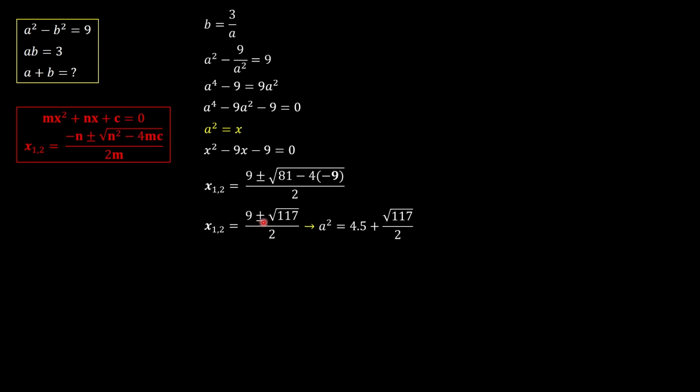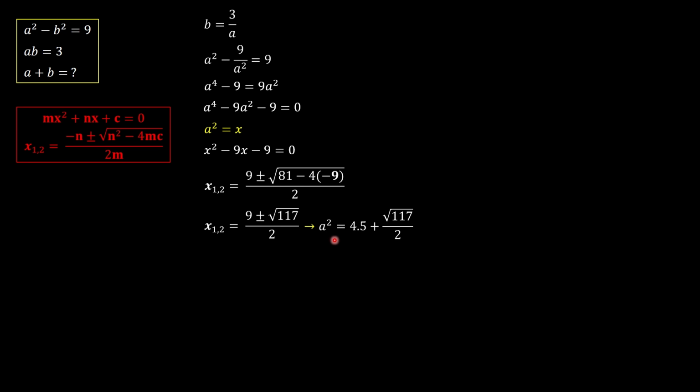However, if we use minus, this right term will be negative because this term is around 5.4. So 4.5 minus 5.4 will be a negative value. But on the left side we have a squared, and a squared cannot be negative. So the negative solution is false, so we cannot use it. That's why I wrote here plus. So we have found the value for a squared.